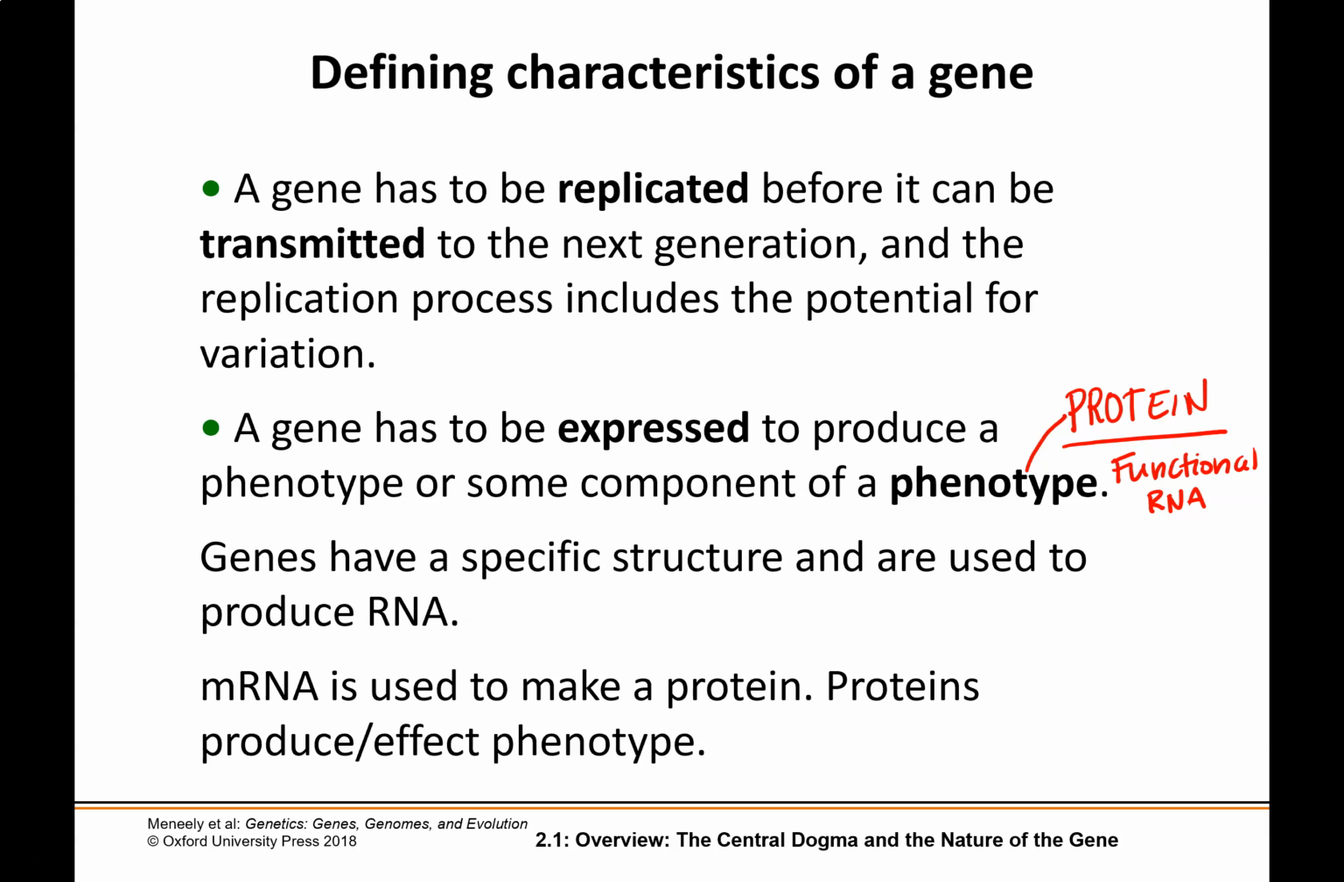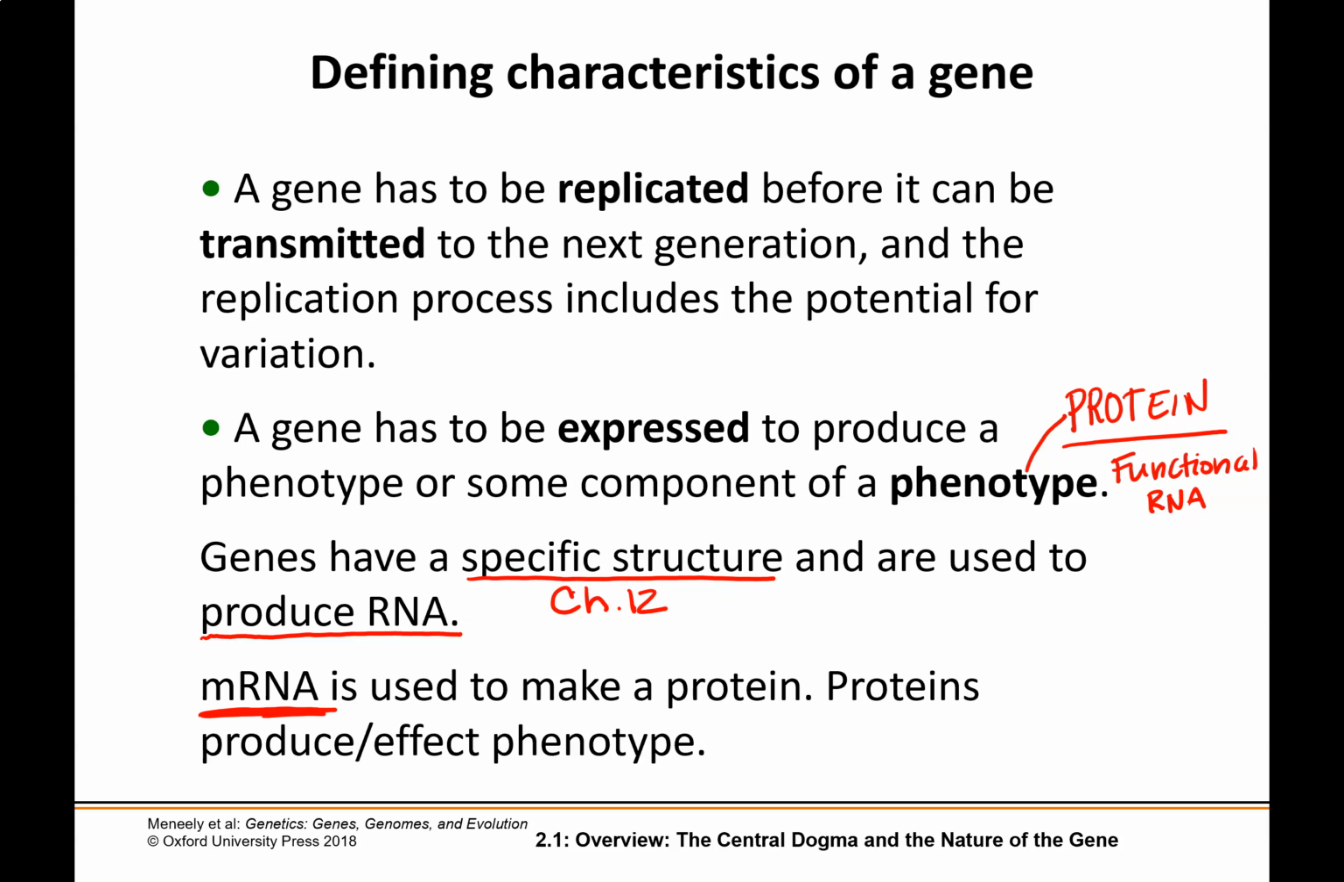Genes have a specific structure. We talked about that structure in chapter 12. Remember, it's a modular structure with the regulatory region, the promoter region, the coding region, and then of course that coding region is used to produce RNA. So if we're talking about the process of gene expression, this is often messenger RNA, although it can be some of these other functional RNAs as well. mRNA is what is directly used to make a protein. So the mRNA is important in the process of producing a specific phenotype.